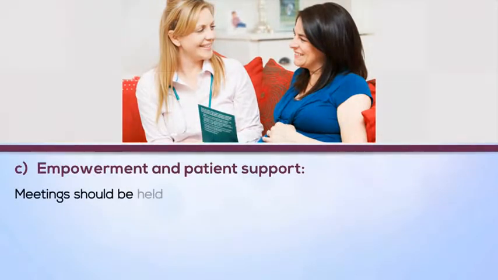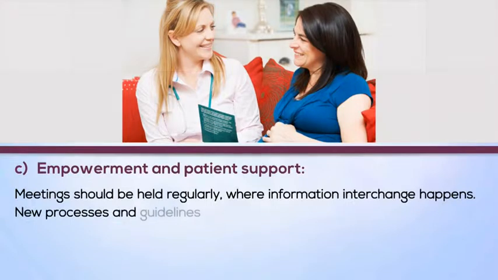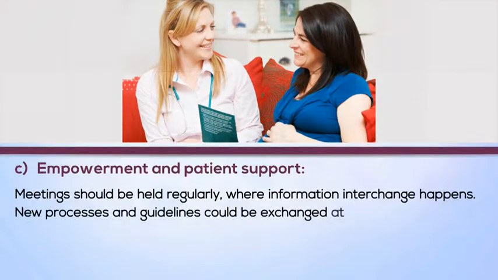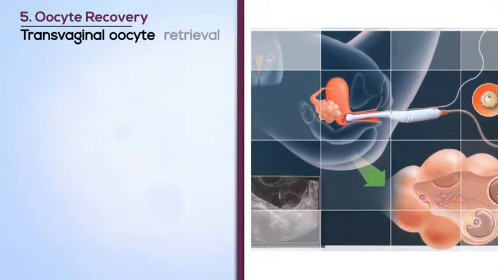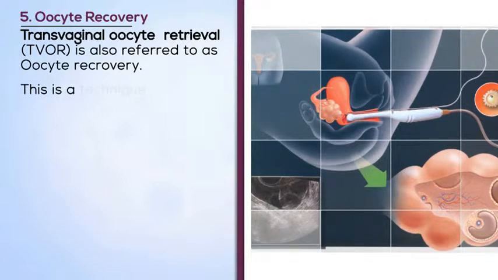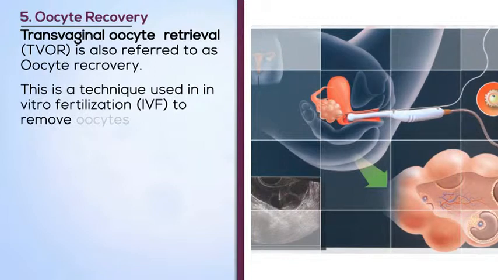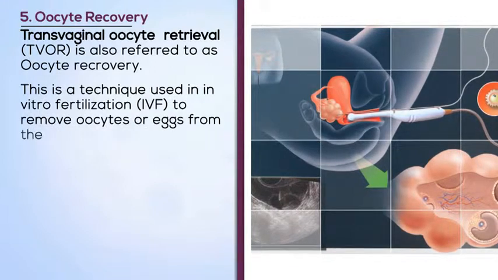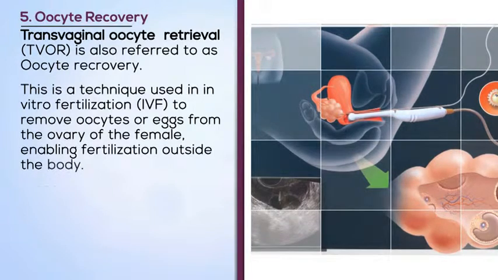Meetings should be held regularly where information interchange happens. New processes and guidelines could be exchanged at these meetings. 5. Oocyte recovery. Transvaginal oocyte retrieval (TVOR) is also referred to as oocyte recovery. This is a technique used in vitro fertilization (IVF) to remove oocytes or eggs from the ovary of the female, enabling fertilization outside the body.